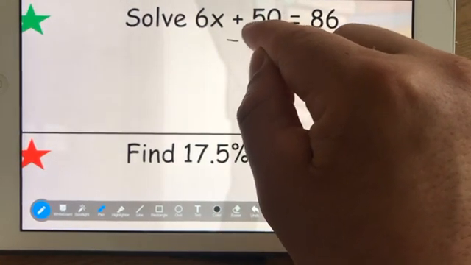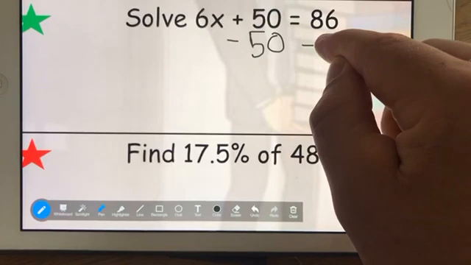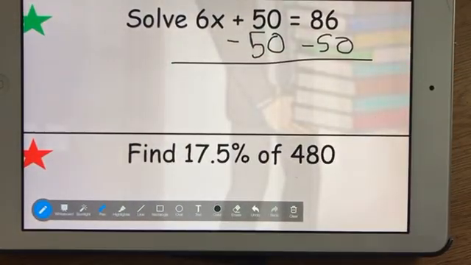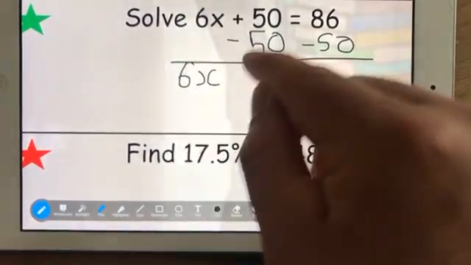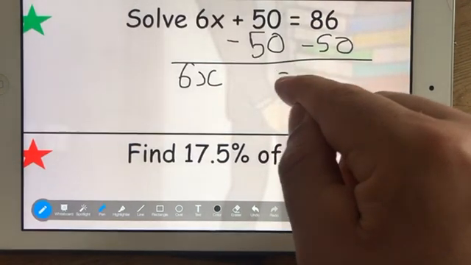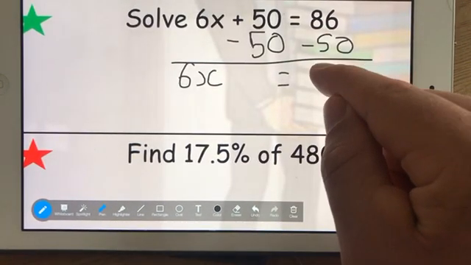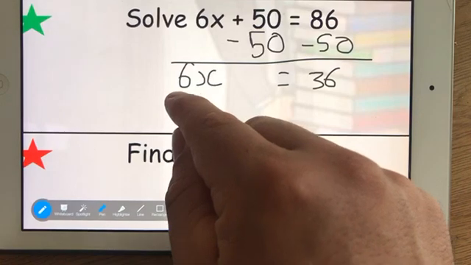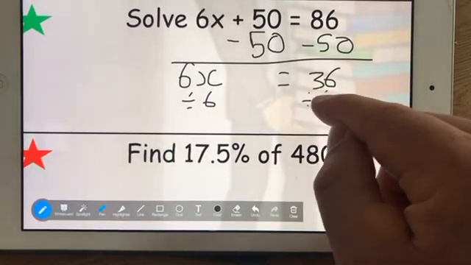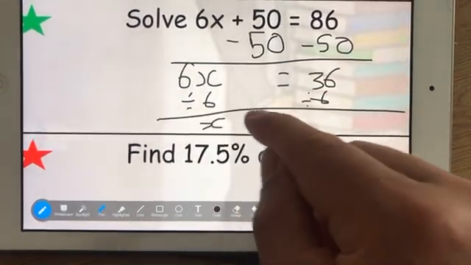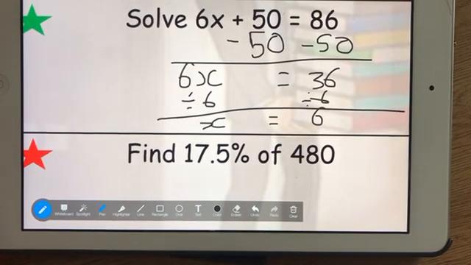This one I'm going to take away 50 from both sides. It was 6x plus 50 minus 50 is nothing. 86 take away 50 is 36. If I divide by 6 now, both sides, I know that x equals 6. Really straightforward, 3 points.